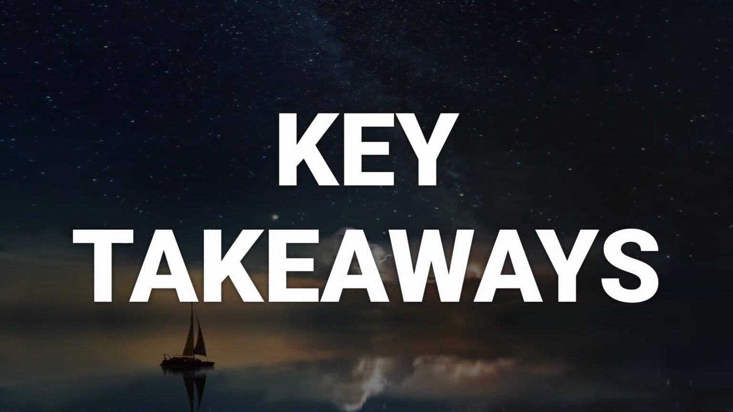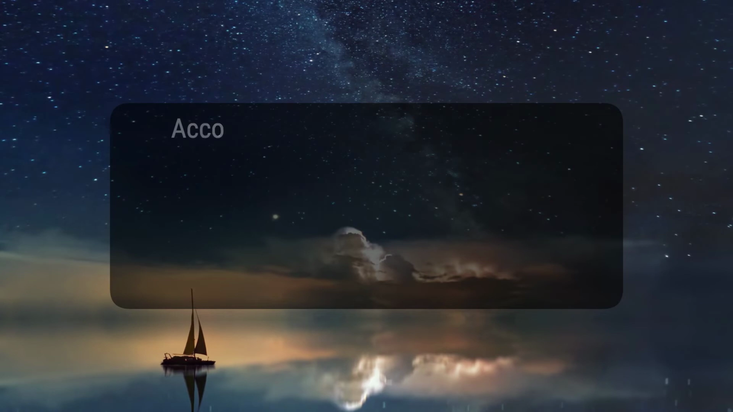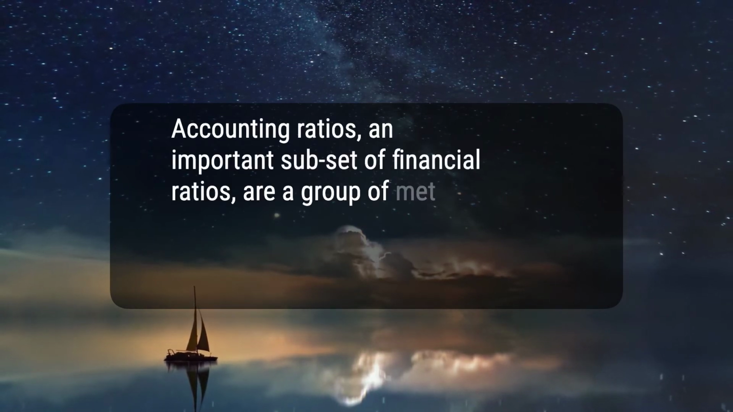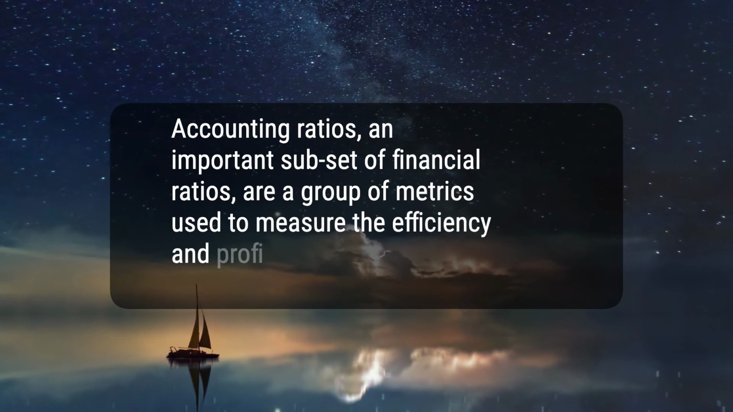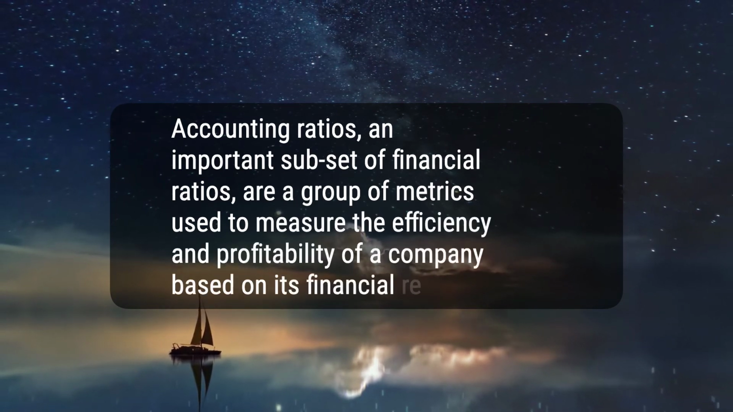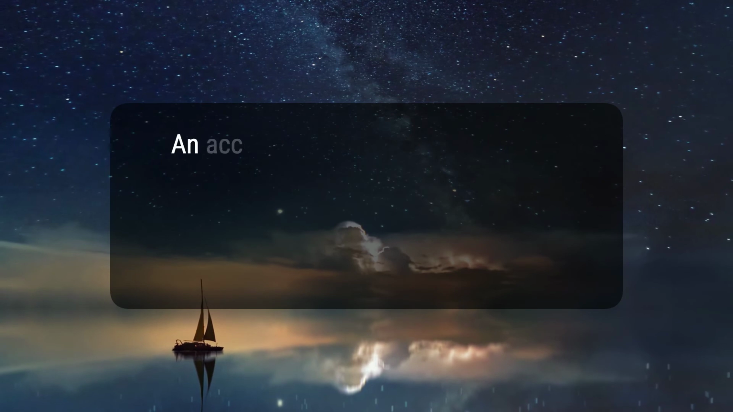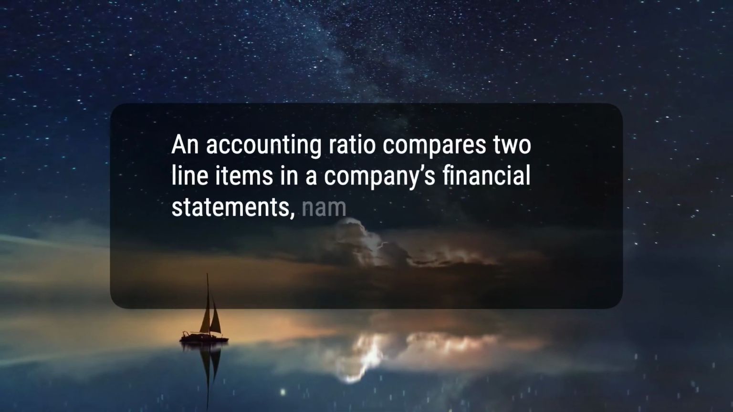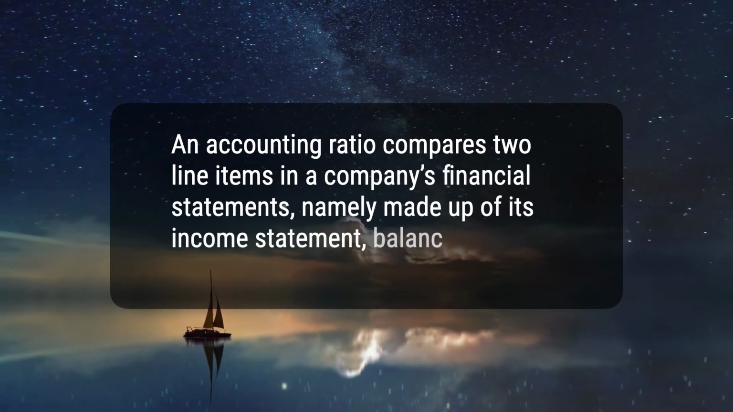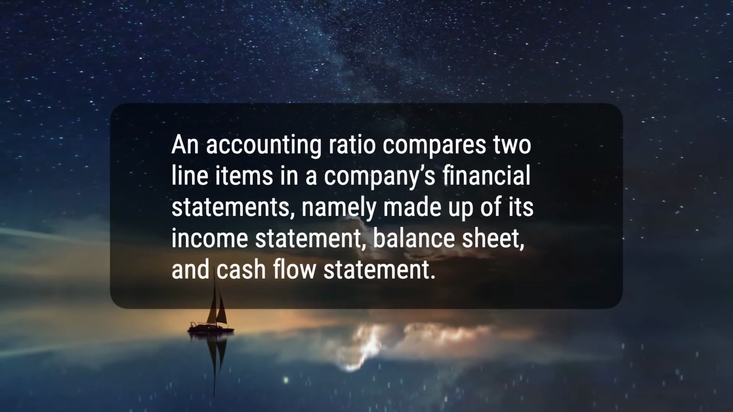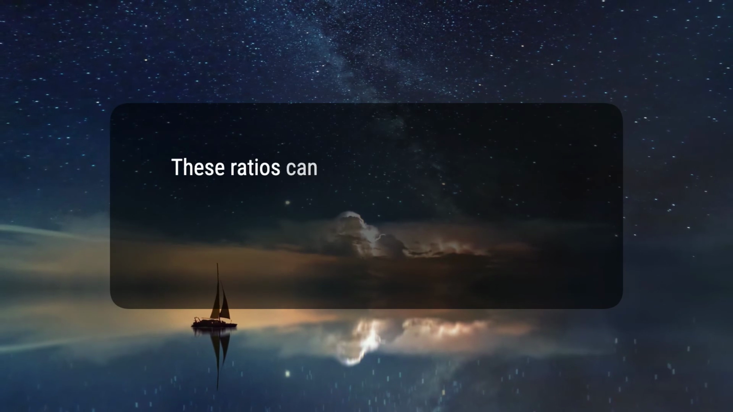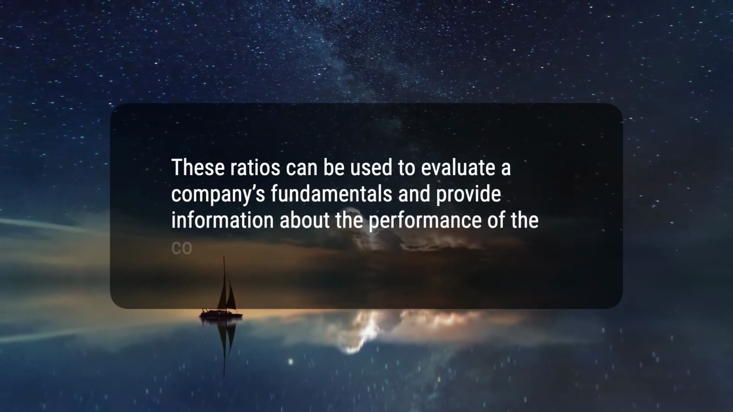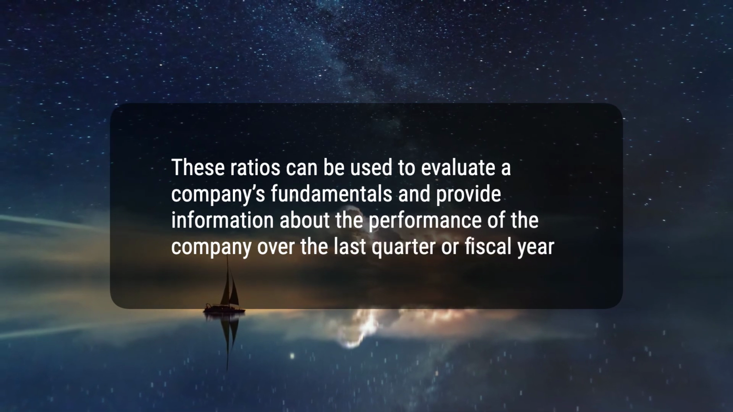Here are 5 key takeaways. 1. Accounting ratios, an important subset of financial ratios, are a group of metrics used to measure the efficiency and profitability of a company based on its financial reports. 2. An accounting ratio compares two line items in a company's financial statements, namely made up of its income statement, balance sheet, and cash flow statement. 3. These ratios can be used to evaluate a company's fundamentals and provide information about the performance of the company over the last quarter or fiscal year.